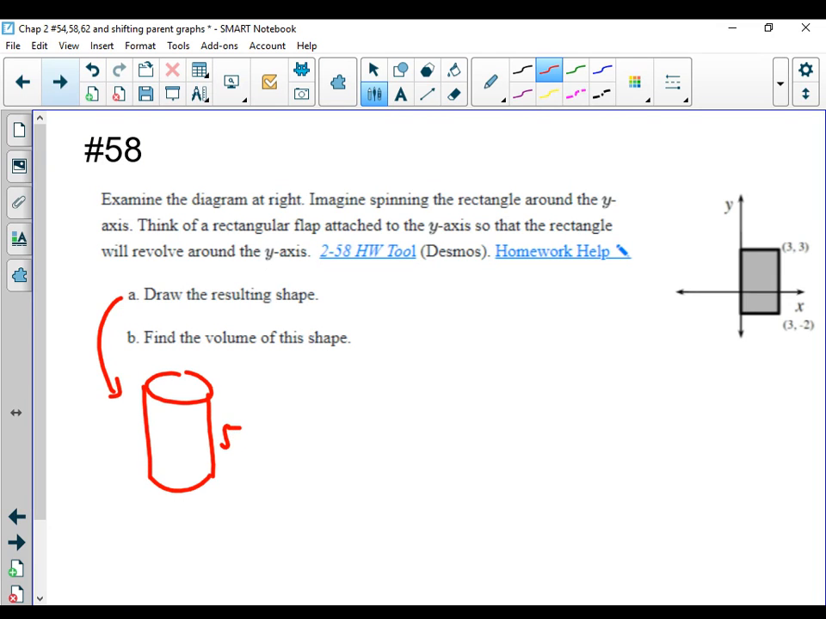And we already know the height is 5. As I spin it around, what would be the length of my radius for that circle? I'm spinning around the y-axis. Yeah, because that's how far away from the y-axis that rectangle was. So really you're looking at that cylinder. Then to find your volume, you may or may not have remembered from last year, but it's the area of the base, pi r squared, times the height. So in this case, you would have 45 pi.